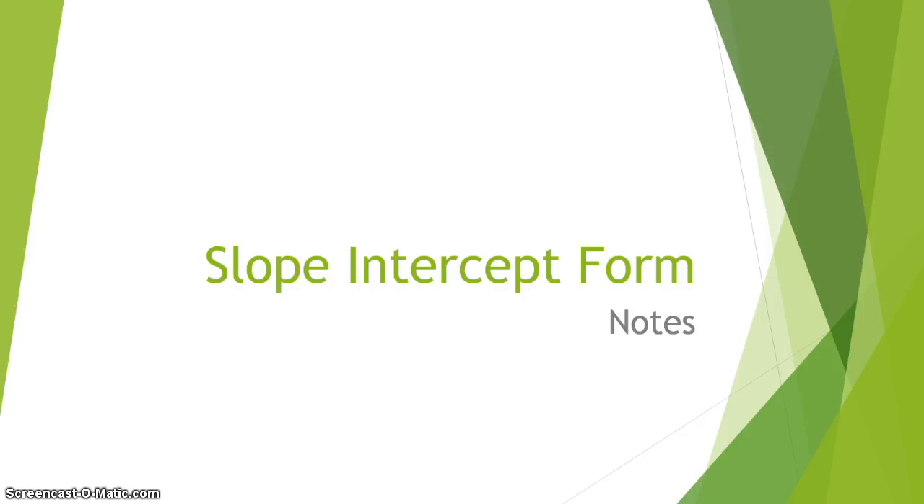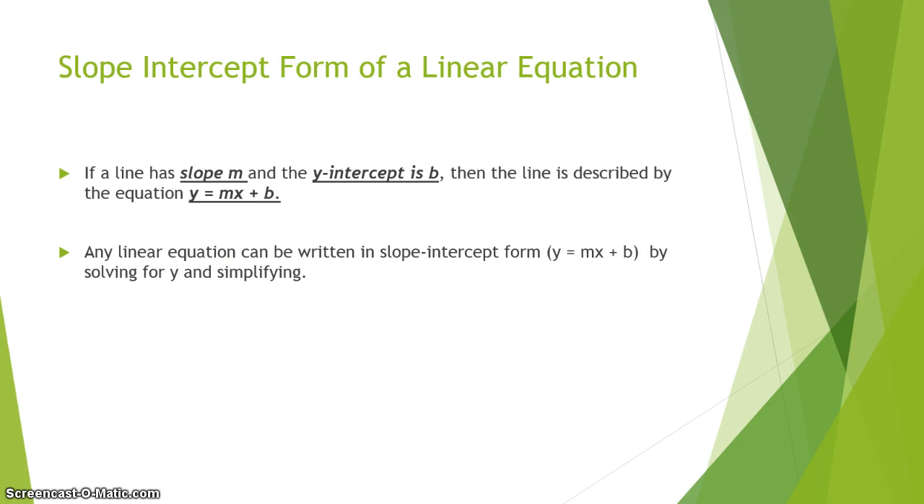The slope-intercept form. With this slope-intercept form, there is a formula that we're going to be working with, and some of you have maybe heard of this before, but what it's called is y equals mx plus b. And y equals mx plus b is what we call the slope-intercept form.